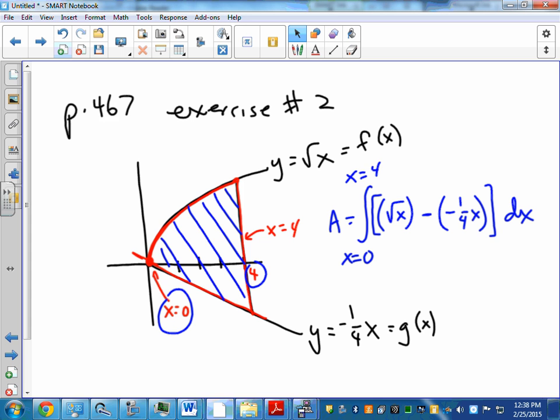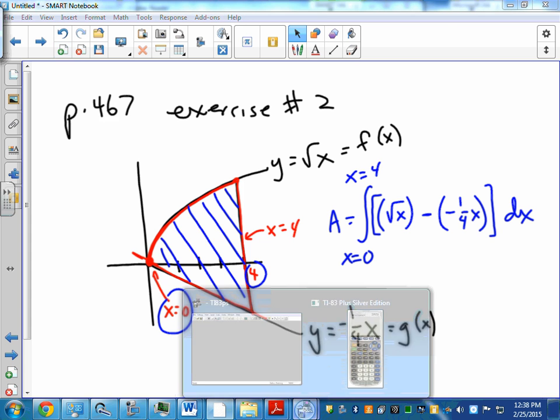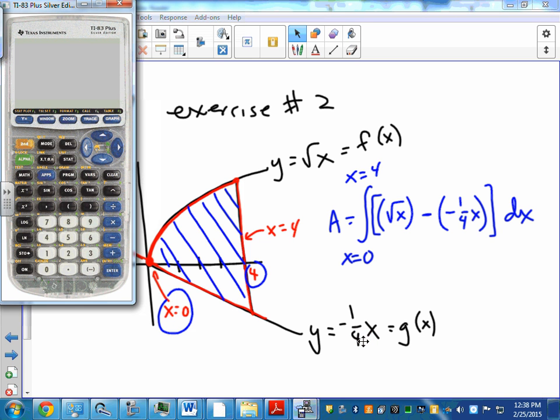And if we needed a number and say we had our calculator permitted, we could at this stage simply dump in math 9. The integrand is the square root of x. I'm putting this in parentheses. I know I don't have to. Minus parentheses the negative 1/4 x. And then that's my integrand, right? My variable of integration is x, running from 0 to 4. And let the calculator churn it out.